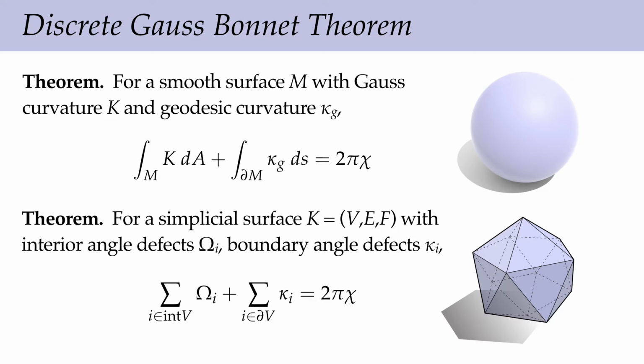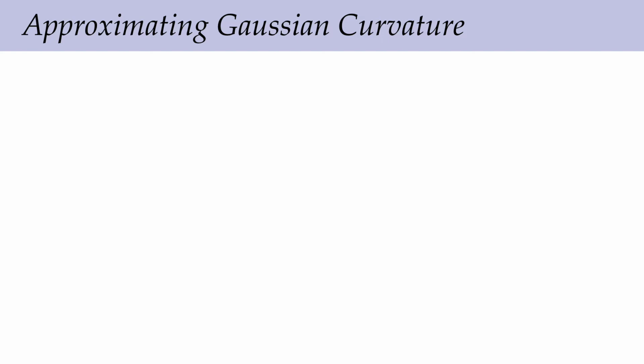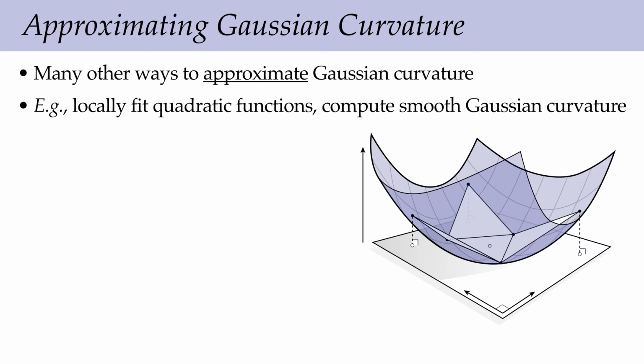Now, it's important to say that this is not the only way to get your hands on something like Gaussian curvature. There are lots of different approximations you could cook up. For instance, I could do a local fit of the vertex positions to a quadratic function, get something like a paraboloid, and then I could just go ahead and compute the smooth Gaussian curvature of that approximating surface.